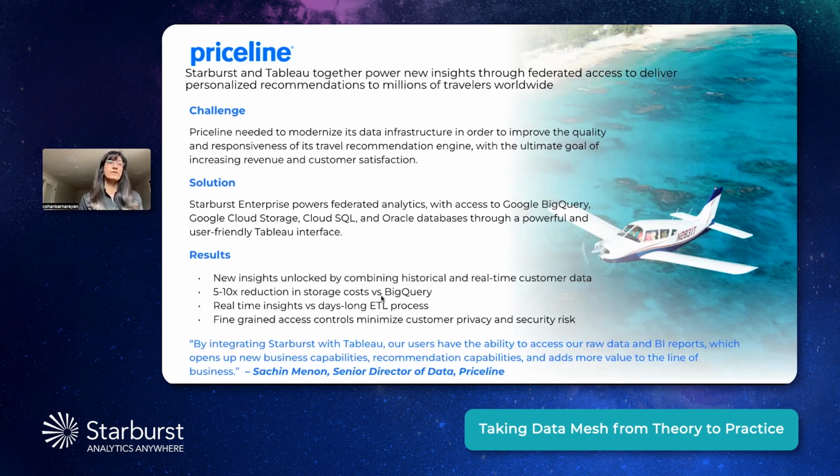Now, the results speak for themselves. They were able to have the ability to combine historical and real-time customer data to unlock new insights. They were able to achieve 10x reduction in storage costs, real-time insights, improved security and privacy controls over all of their customer data. This unlocked new business capabilities and recommendation capabilities for Priceline and added tremendous value to the line of business for Priceline. This is a great story that showcases the power of Starburst and Tableau together.